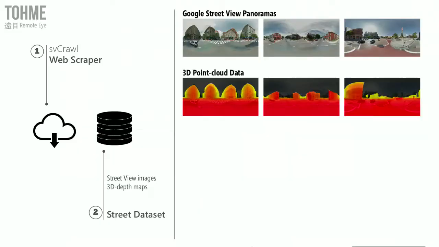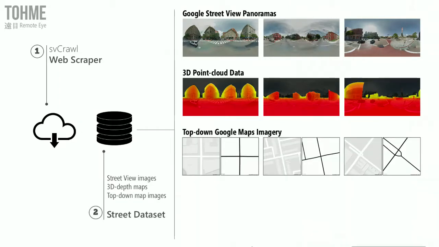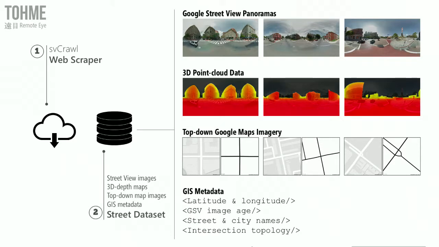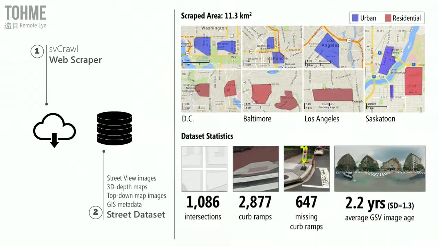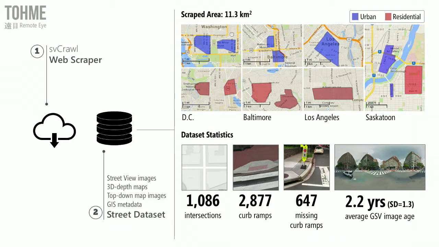In the first step, it's a web scraper that downloads Google Street View images and some associated data with that, including a 3D point cloud. The GSV has a LiDAR scanner on it, so we get the 3D point cloud, some top-down Google Maps imagery, and some GIS metadata that includes location data as well as topological information about the intersection. For our evaluation data set, we scraped 11.3 square kilometers across 4 cities. We collected 1,086 intersections, nearly 2,900 curb ramps, nearly 650 missing curb ramps, and our average age of the Google Street View images was 2.2 years old.